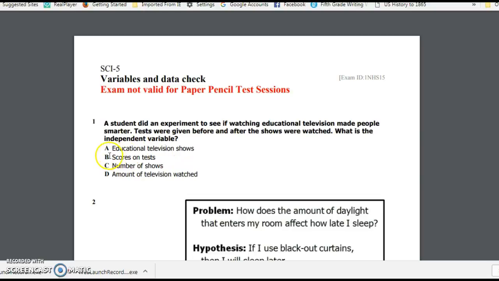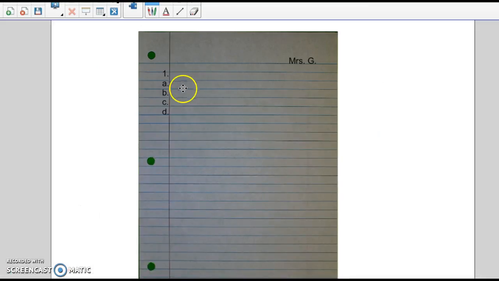Okay, our choices are A, educational television shows, B, scores on tests, C, number of shows, D, amount of television watched. So you need to, on your loose leaf, write down any key words right here from the question. Okay, if you need to pause and rewind so you can see it, you can do that. And then you need to slash and dash your answers and circle the one that you think is correct.